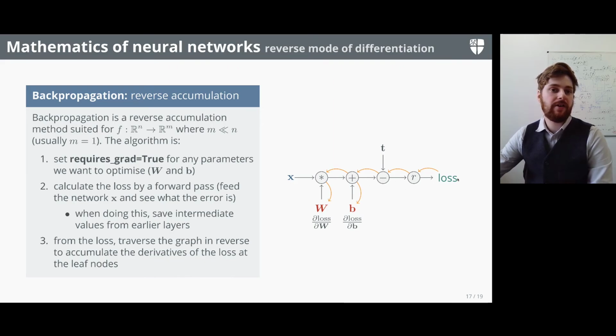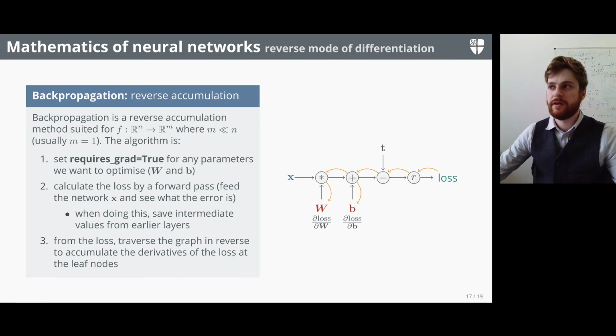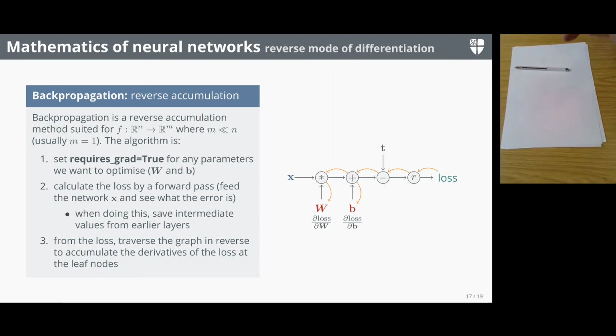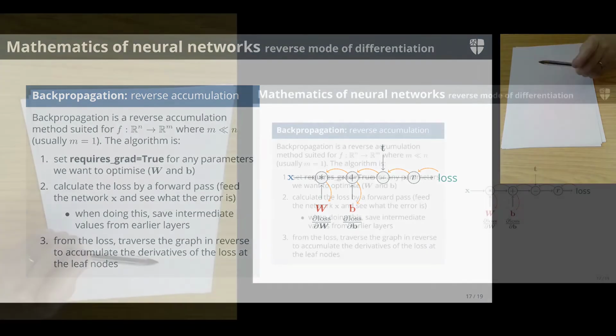And then from that loss, you would do dot backward on it. You're going to traverse, you don't actually manually have to do this, the tooling will do this for you, but you're going to reverse to accumulate the derivatives of the loss at each of the leaf nodes. So after backpropagation, we can adjust all the parameters in the direction of the negative gradient to optimize our neural network.